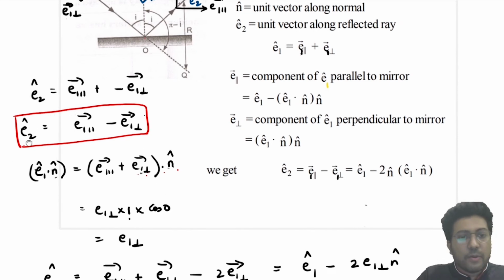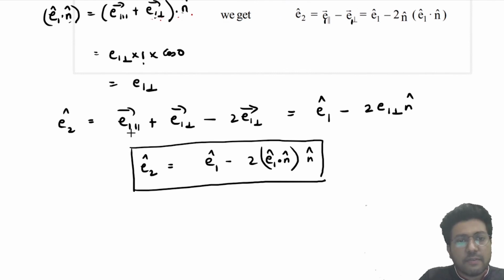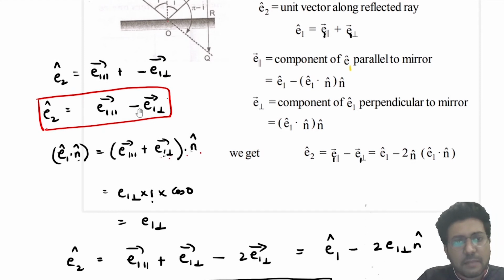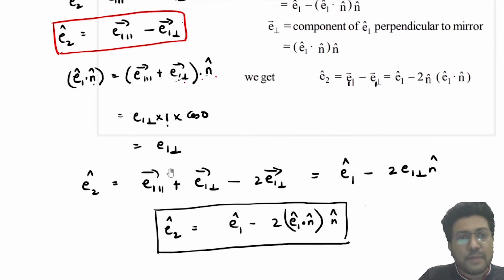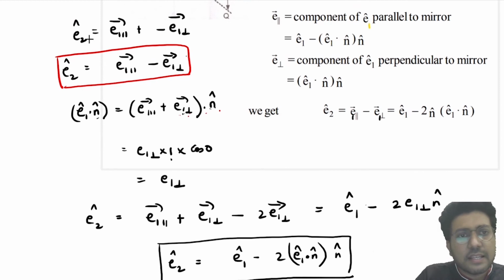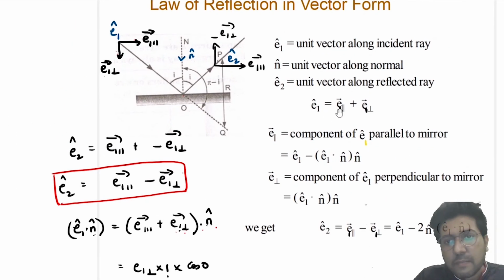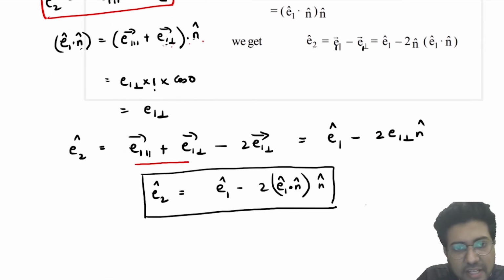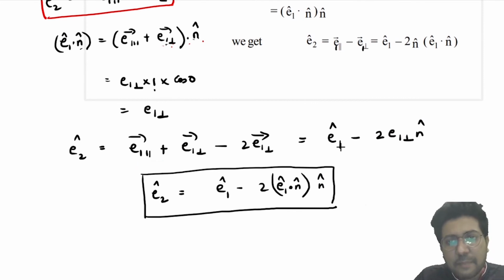Now E2 cap we know is E1 parallel minus E1 perpendicular. But minus E1 perpendicular can be written as plus E1 perpendicular minus 2 E1 perpendicular. Why have we written it like this? Because E1 parallel plus E1 perpendicular is E1 cap. So this addition can be written as E1 cap. So E2 cap will be equal to E1 cap minus 2 E1 perpendicular.